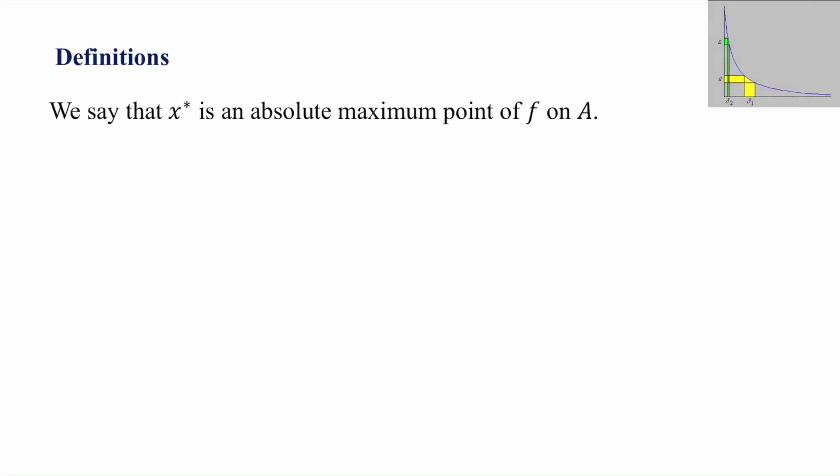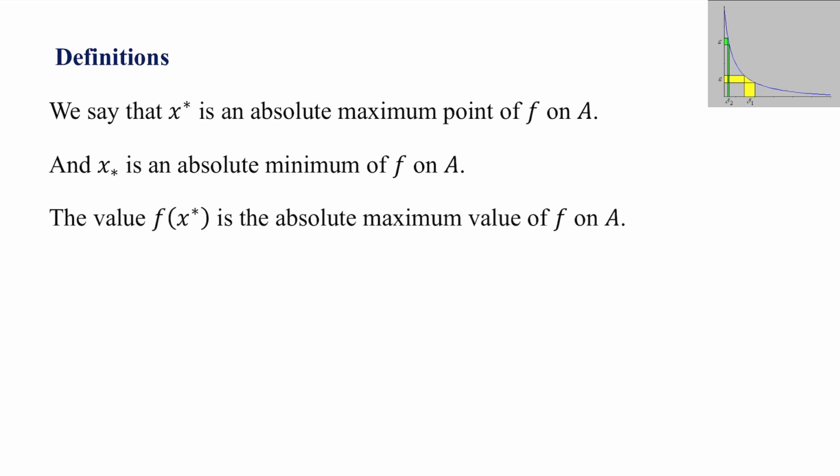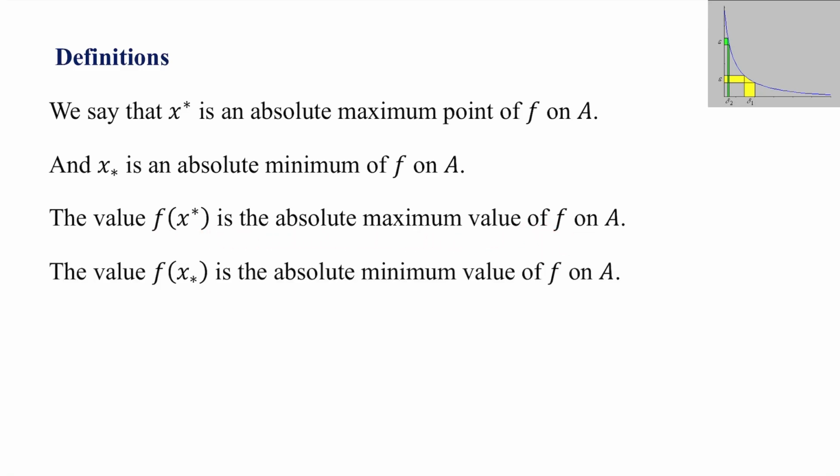Now the point x upper star we will call an absolute maximum point of f on A. Similarly, x lower star is an absolute minimum point of f on A. And the value f of x upper star, the maximum value of f, is the absolute maximum value of f on A, and f of x lower star is the absolute minimum value of f on A.